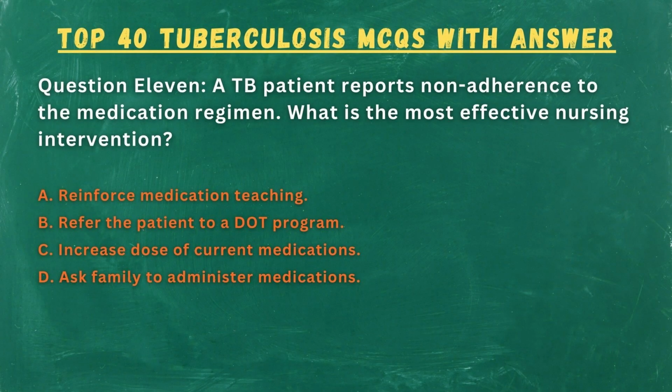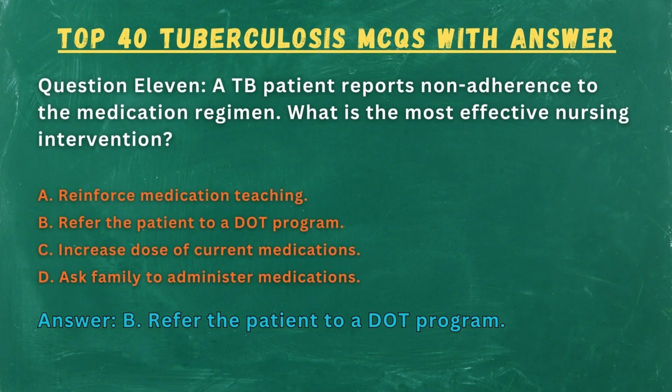Question 11. A TB patient reports non-adherence to the medication regimen. What is the most effective nursing intervention? A. Reinforce medication teaching. B. Refer the patient to a DOT program. C. Increase dose of current medications. D. Ask family to administer medications. Answer: B. Refer the patient to a DOT program.